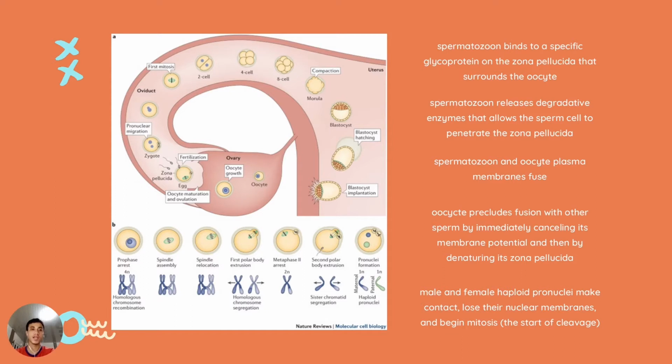Afterwards, the male and female haploid chromosomes will make contact. They will lose their nuclear membranes and begin mitosis. Take note that mitosis begins 12 hours after sperm fusion and DNA synthesis takes place before mitosis. And lastly, fertilization ends with the initiation of zygote cell division. It will be the start of cleavage.